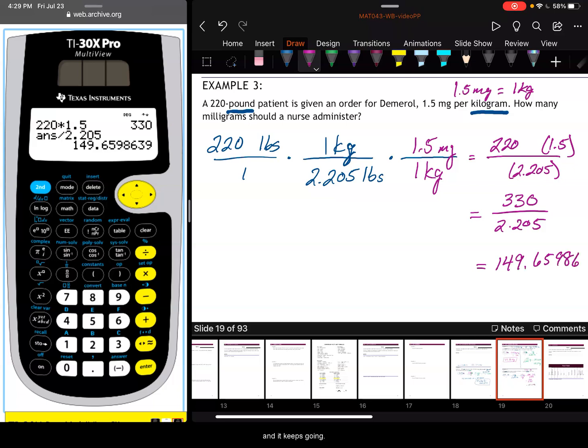149.65986, and it keeps going. They didn't tell us what to round to, so I'm just going to round this to the nearest hundredth. So we would end up with 149.66 milligrams, because that was our last unit, of Demerol. So that would be our answer for example 3.